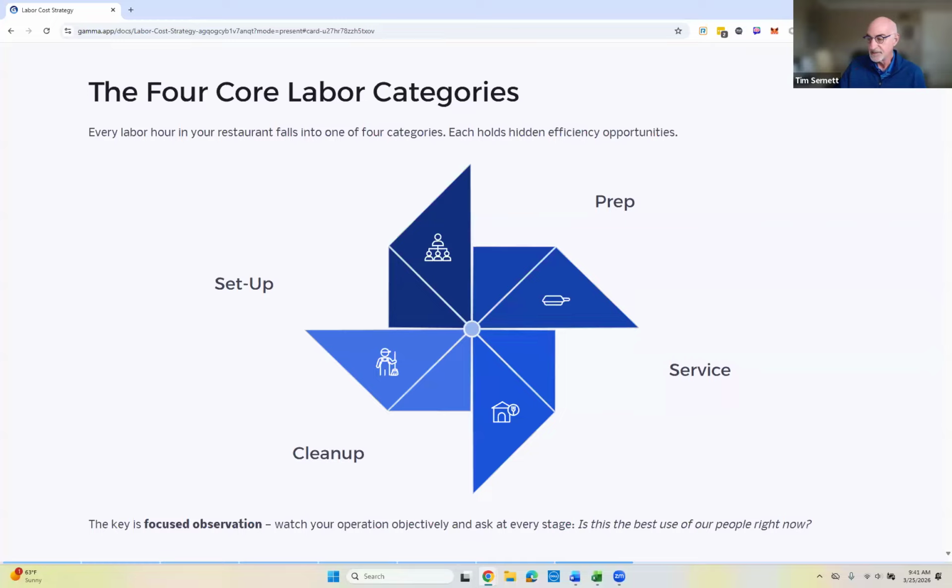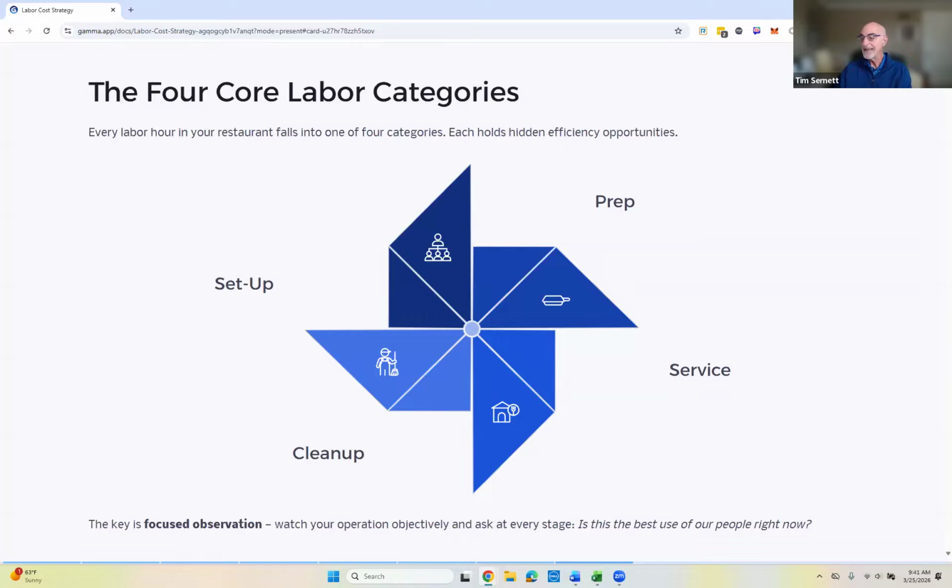Setup, organization is the key. Well-stocked, clean stations save minutes every shift. And those minutes accumulate into significant savings over time. This is where focused observation starts. Watch your opening routines. Is every station ready to go? Are people hunting for things? Are they duplicating effort? The setup phase sets the tone for the entire shift.